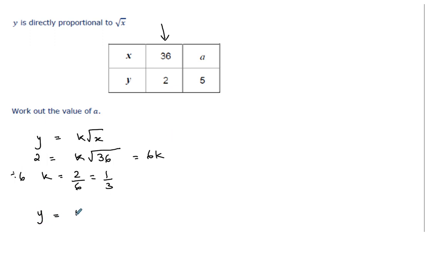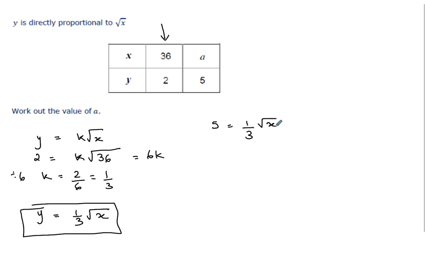Y equals a third times the square root of x, and that's what we're going to use. All right. Okay, so here y is 5, and then we have a third and the square root of x. Remember, it's like trying to rearrange the formula. I love doing this because it's so soothing. First I square rooted the x, then I divided by 3, so I go backwards and multiply by 3. So you do the opposite, and then you square.